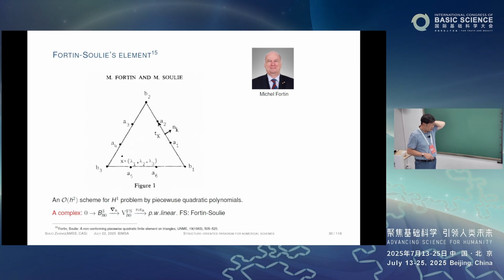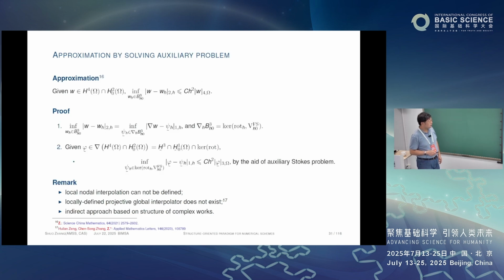There is a complex structure here between my space and the vector Fortin-Soulie space. The two are connected by the piecewise gradient and also the piecewise rotation. So what can we do with this complex structure? That is to say, the gradient of B3, my space, is just the kernel of the piecewise rot of Fortin-Soulie.